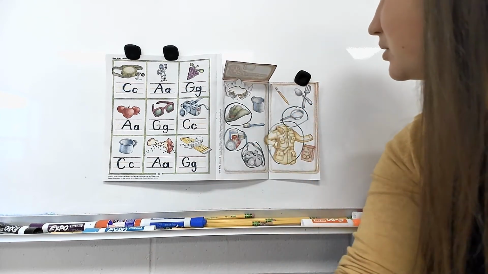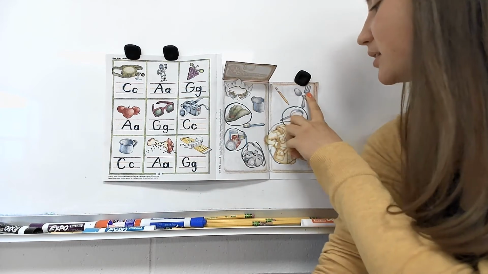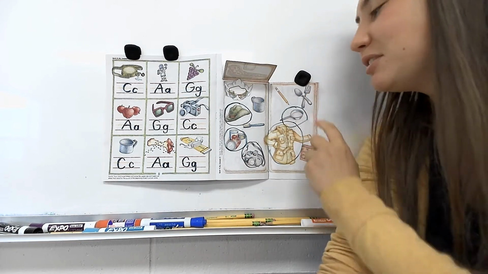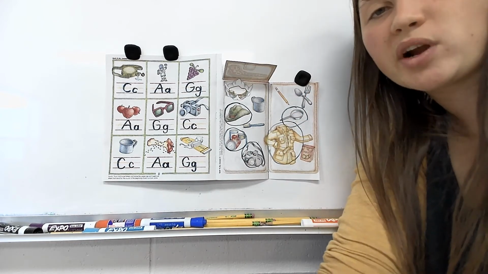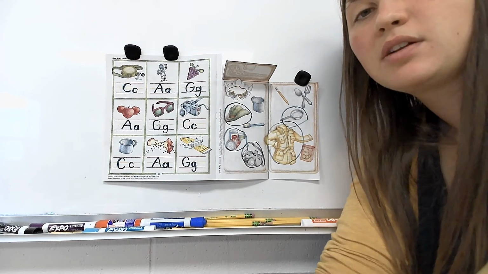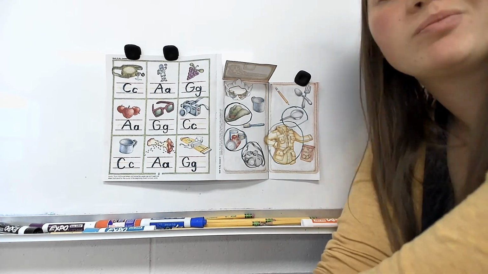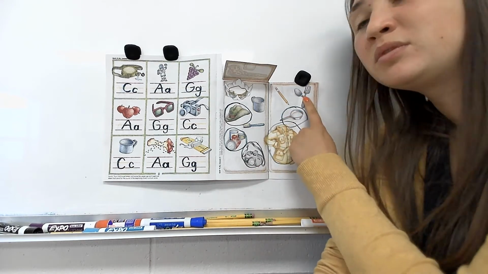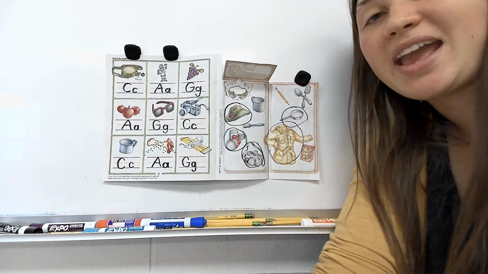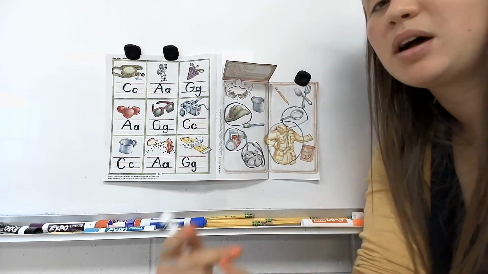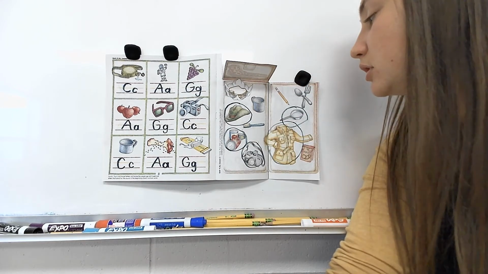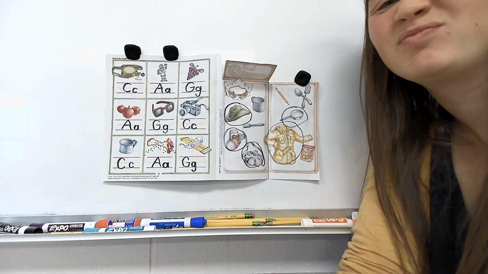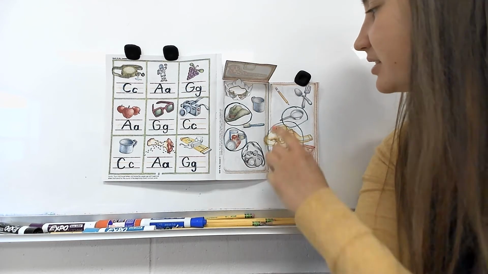Okay. How about the fork? Do you hear the A sound in fork? Fork. Fork. Nope. No A sound in fork. What about spoon? Do you hear an A sound in spoon? Spoon? No. All right.